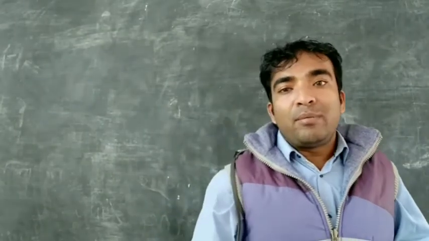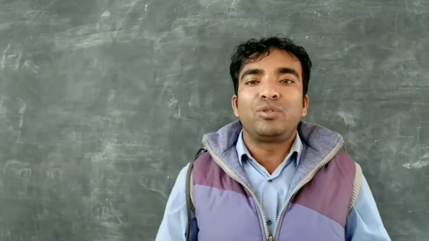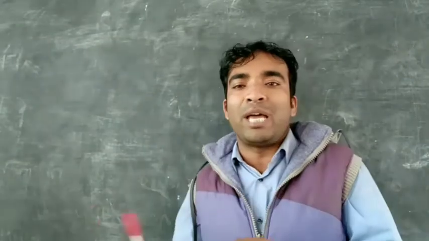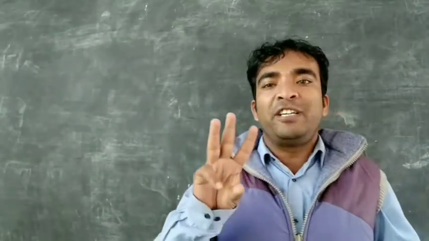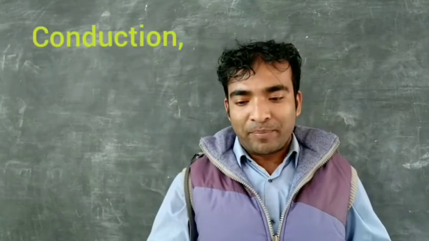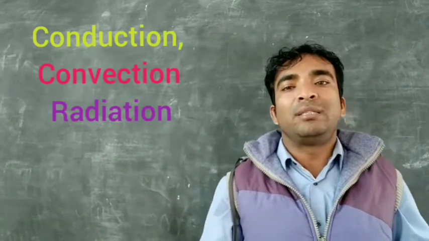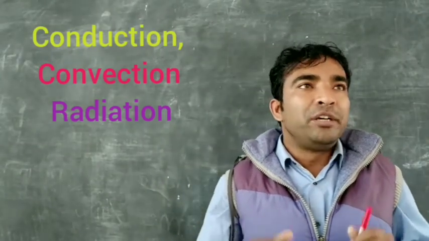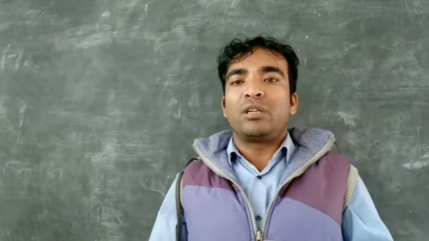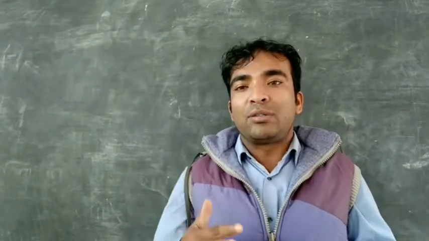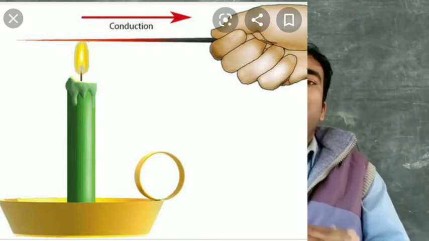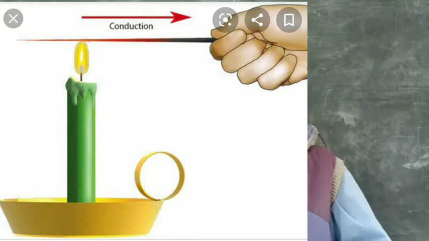Next, we will discuss the different modes of transfer of heat, how heat transfers from one end to the other end, or from one part to another part. There are mainly three different types of transfer of heat. The first one is conduction, the second is convection, and the third is radiation. Now, what is conduction? During conduction, the substance or material remains in the same place. Only the heat transfers from one part to another part, travelling through the substance.